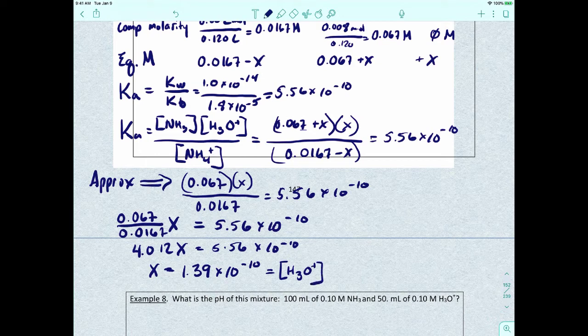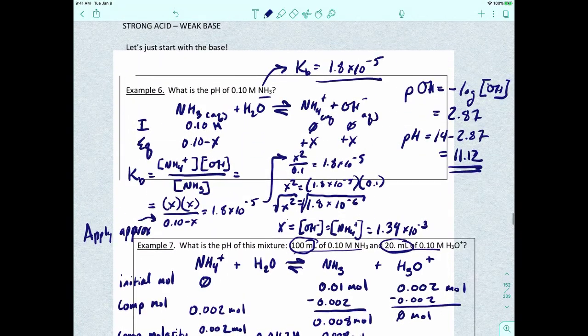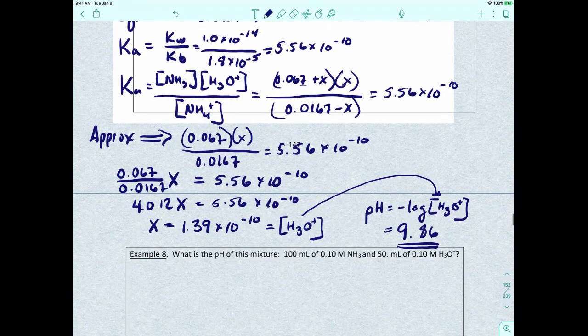Now we need to solve for pH. Since we have the concentration of H3O+ already, that makes life a lot easier for us. We just plug the concentration right into the pH equation. So the pH is equal to the negative log of the concentration of hydronium ion. The pH should come out to be about 9.86. Think of it this way: we started off at a pH of 11.12. By adding 20 milliliters of a strong acid, the pH has fallen to 9.86. Cool. So here's another part.